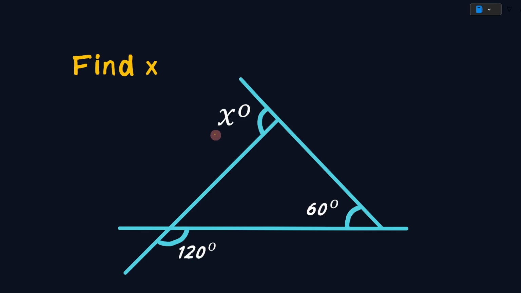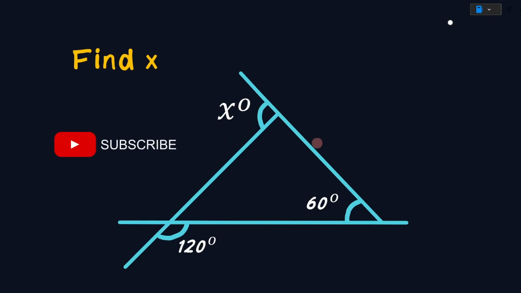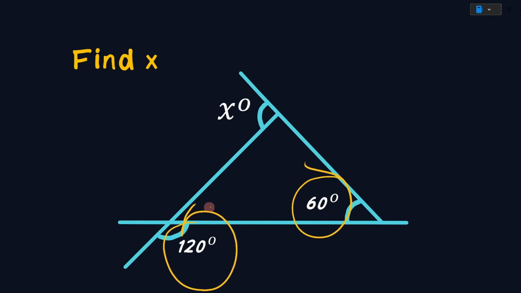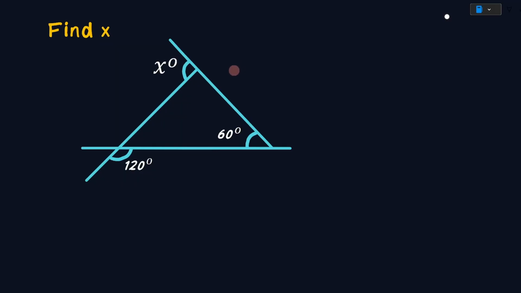I will show you two methods of finding x in this question, and then you choose one. Here we are given just two angles, 60 degrees and 120 degrees, and we are told to find x. Let us label this for easy identification. Let's call here angle A, here angle B, and here angle C.